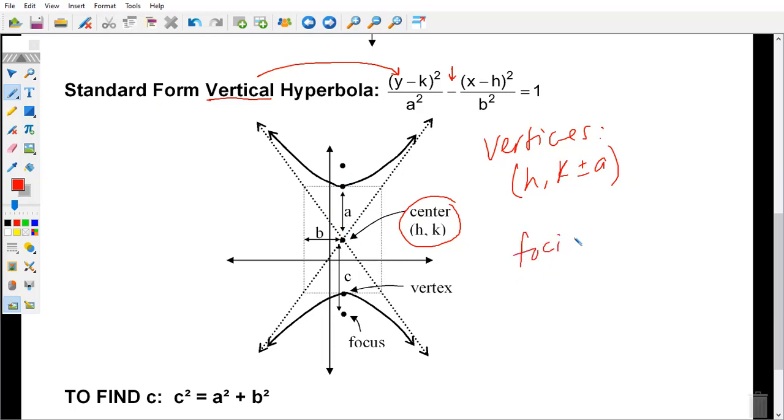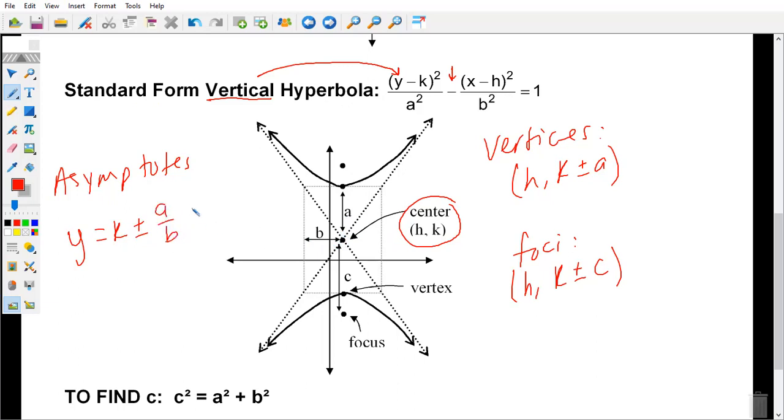Our foci are also along this vertical plane, and we are c units away from our center. So our h is staying the same, but k plus or minus c is going to give us our foci. Our asymptotes this time: y equals k plus or minus, and again, our rise over run. This time we rise a and we run b. So it's going to be a over b times x minus h.